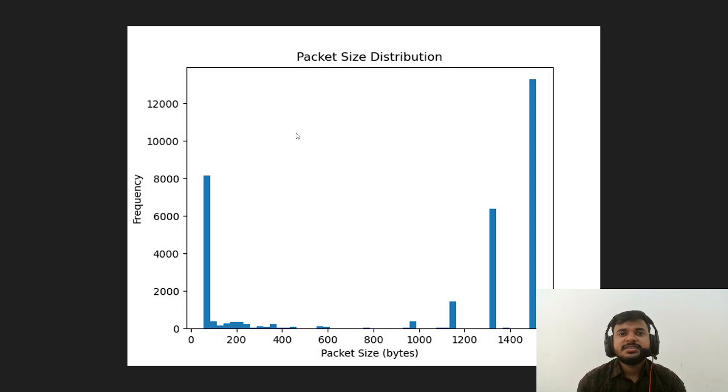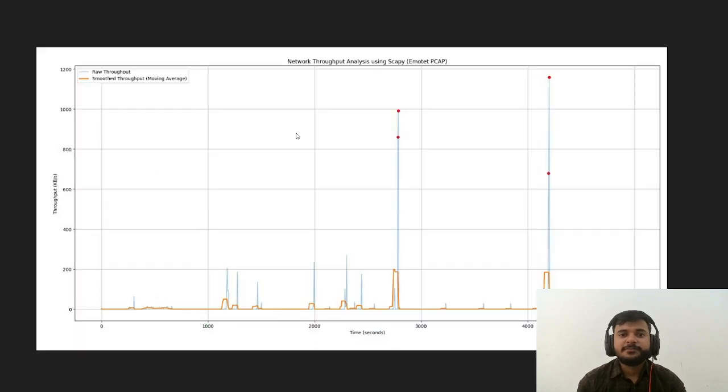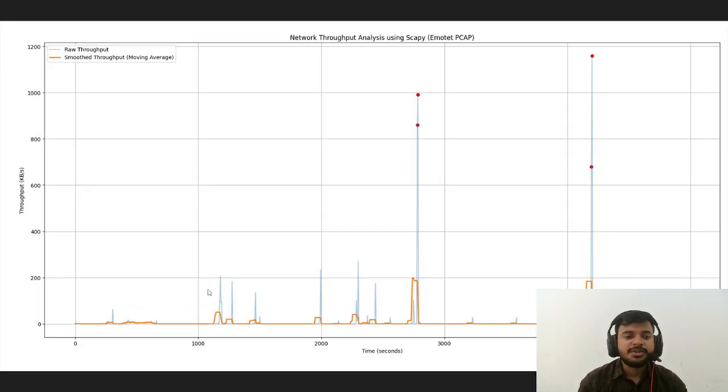Our next inference is the throughput graph. So here is our throughput graph. The traffic pattern is highly bursty, with sudden spikes followed by idle periods. This confirms automated malware behavior rather than normal user activity. In this graph, the sharp spikes indicate burst data transfer, which is typical in malware communication.